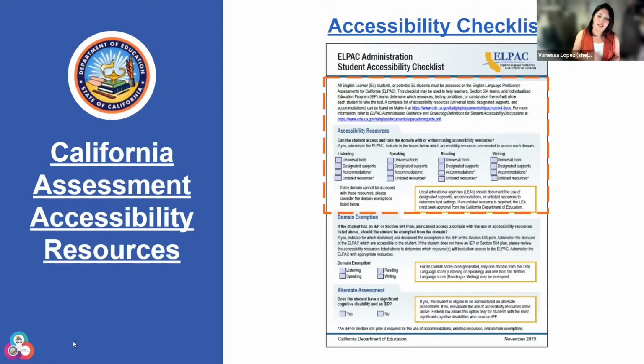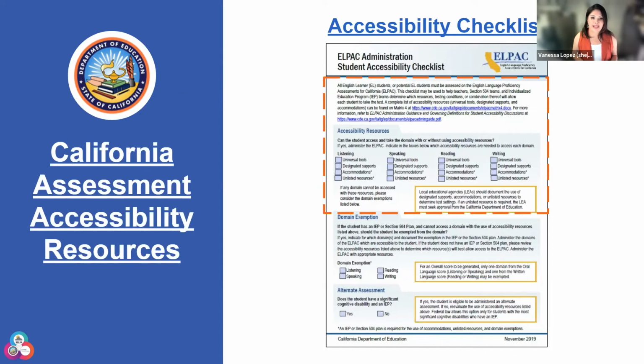Typically, this checklist that you see here, which is also contained in the Padlet, is used when working through an IEP and selecting accessibility resources for a student. However, it is a great resource to use as we discuss and determine what appropriate supports might be for a student without an active IEP. So universal tools and designated supports are accessibility resources that are available to all students. I'll say that again.